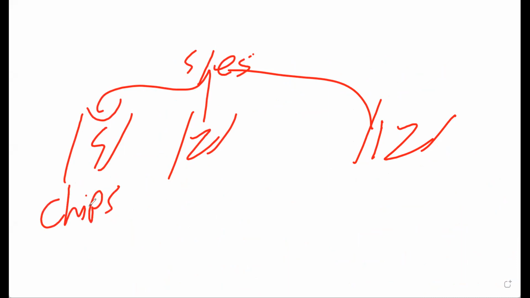Can you read this, please, Nawaf? Okay. Can I read it? Yes. Chips. Chips, right? Okay. Right. And this? Apples. Okay.